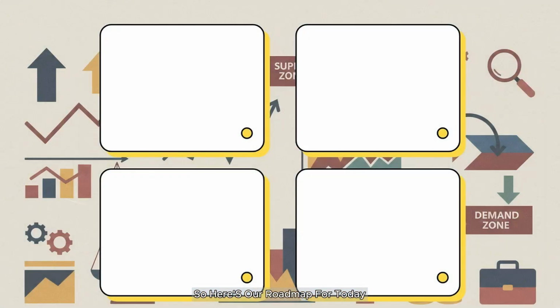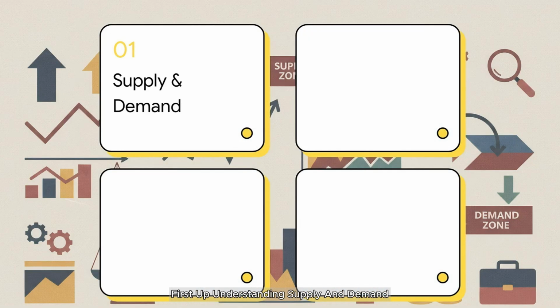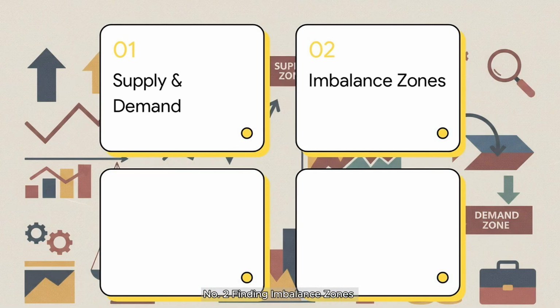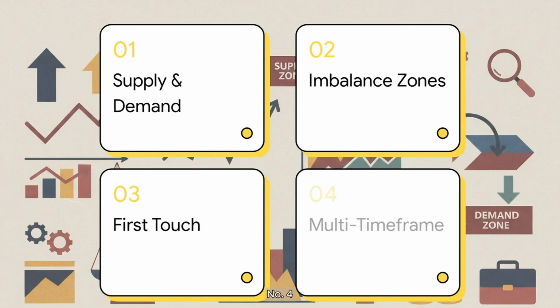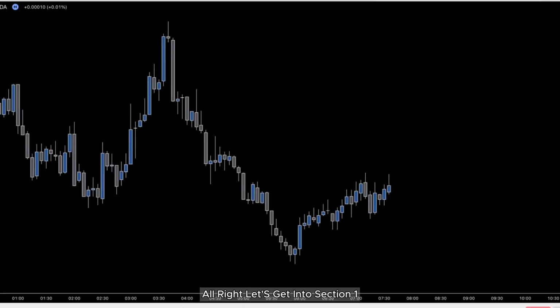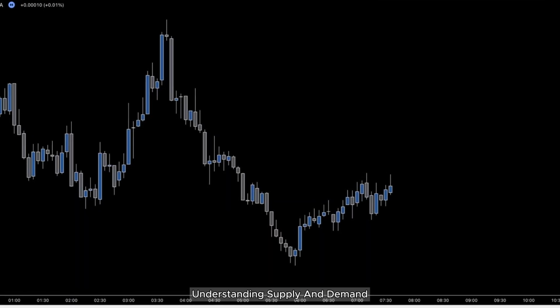So here's our roadmap for today. First up, understanding supply and demand. Number 2, finding imbalance zones. Number 3, the first touch discipline. And finally, number 4, multi-time frame analysis. All right, let's get into section 1, understanding supply and demand.